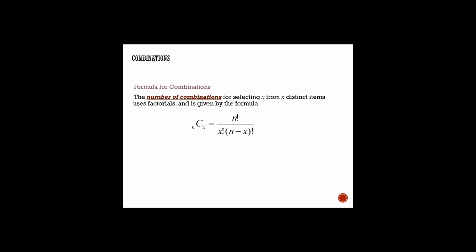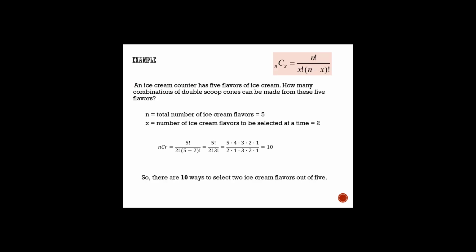You have a formula for combinations, and that formula is N factorial divided by X factorial times N minus X factorial. This may look like a lot of math, but if you have your factorial button on your calculator, it's not too complicated. I'm going to show you it's really not too hard to do even without the factorial button most of the time, but sometimes the numbers will get big enough that you'll need that button.